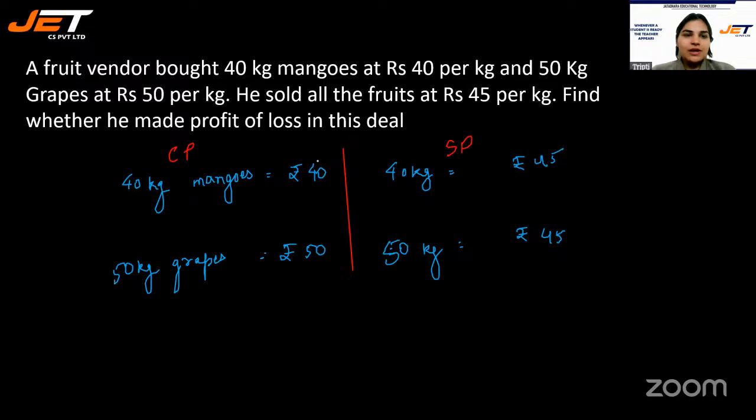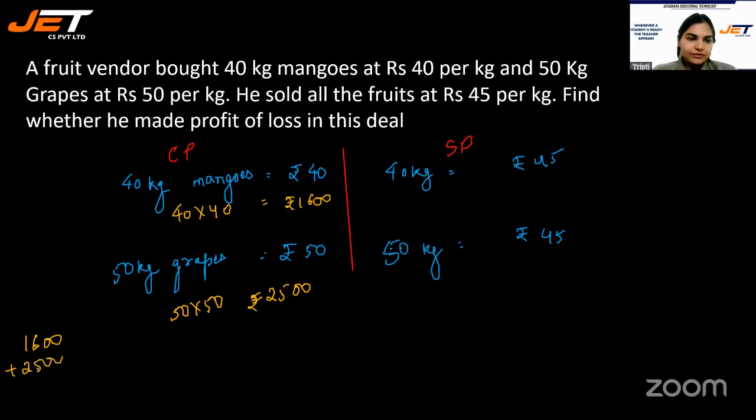Okay, so here 40 kilograms of mangoes at 40 rupees per kg and 50 kilograms of grapes at 50 rupees per kg. That's the cost price. So let's see how much did he spend. 40 times 40 is equal to rupees 1,600. And 50 kilograms of grapes, that is 2,500 rupees. That means the total cost price is 1,600 plus 2,500, 4,100 rupees.